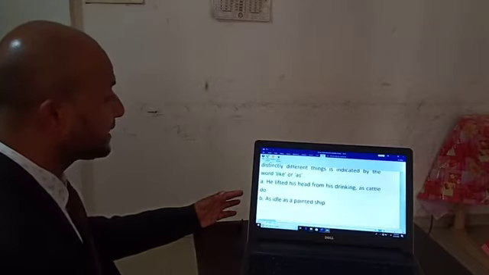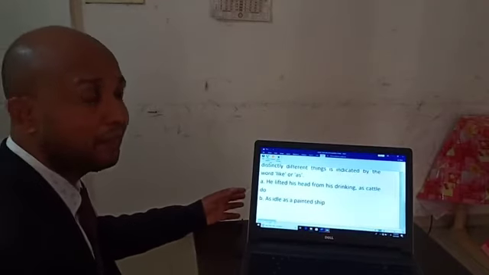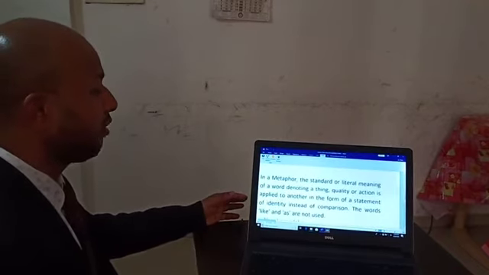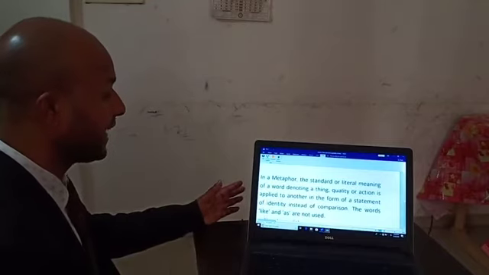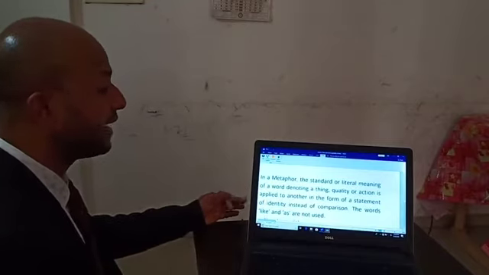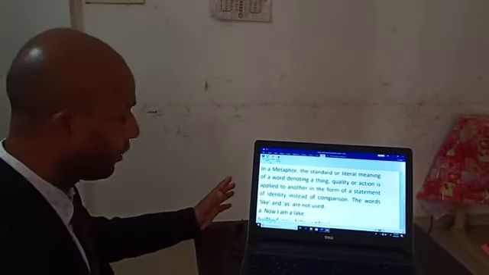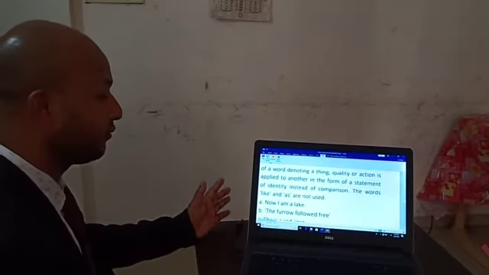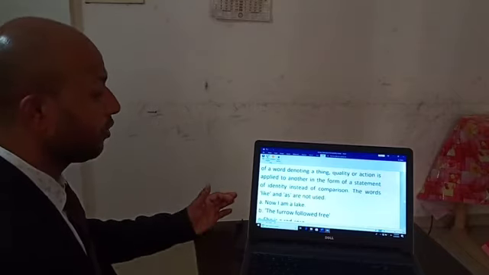Then we move to "as idle as a painted ship." As is used. So "as idle as a painted ship" is an example of simile. Then we move to metaphor. In a metaphor, the standard or literal meaning of a word denoting a thing, quality or action is applied to another in the form of a statement of identity instead of comparison. The words like and as are not used. "Now I am a lake." See, without as and like. So this is a metaphor. You are comparing the lake with yourself. So that is called metaphor.